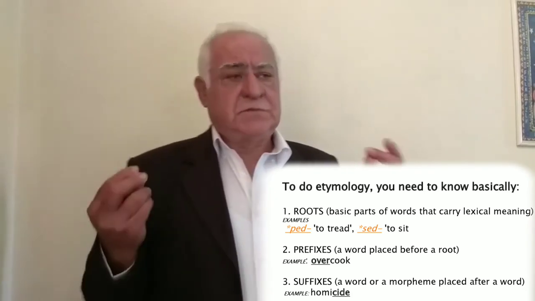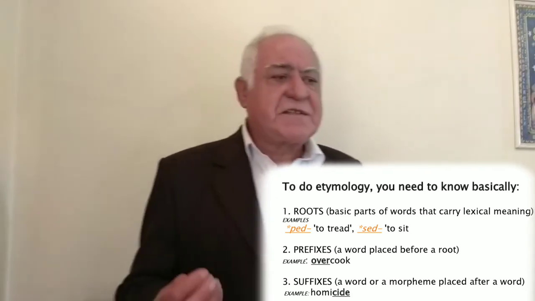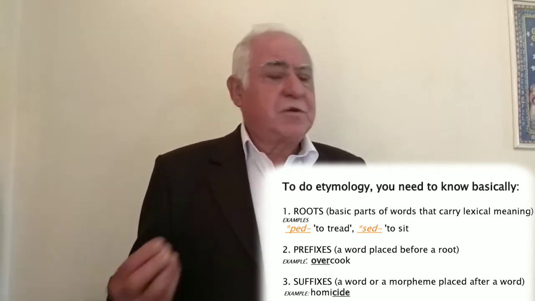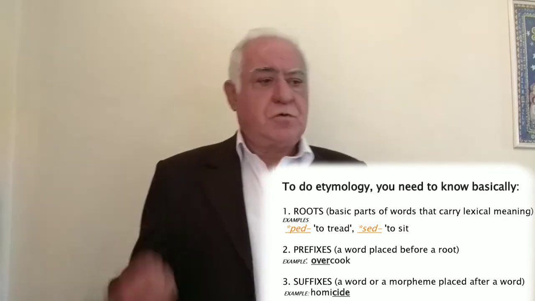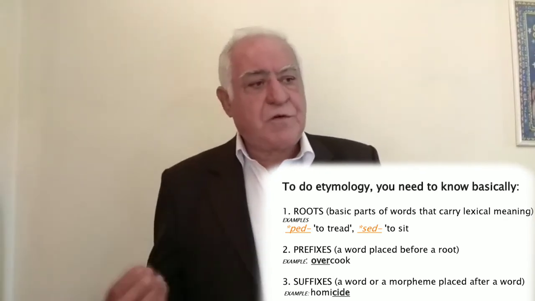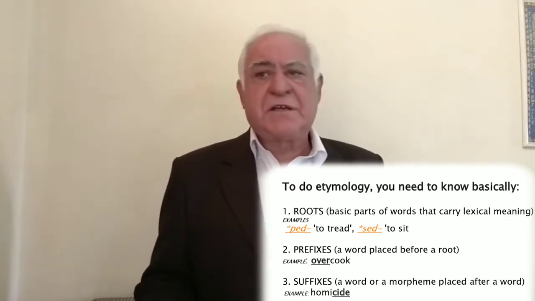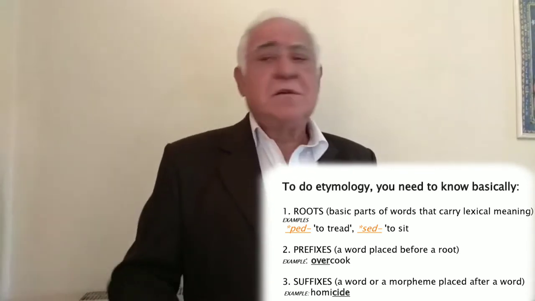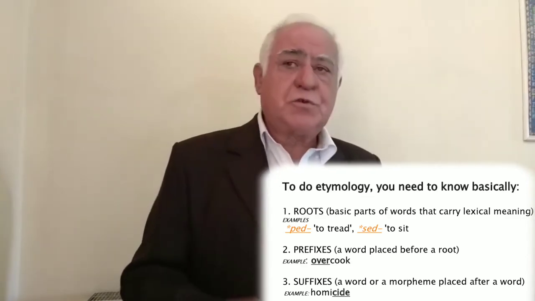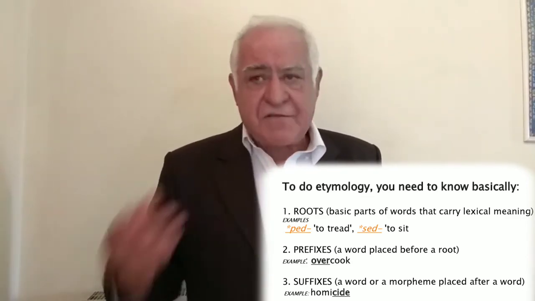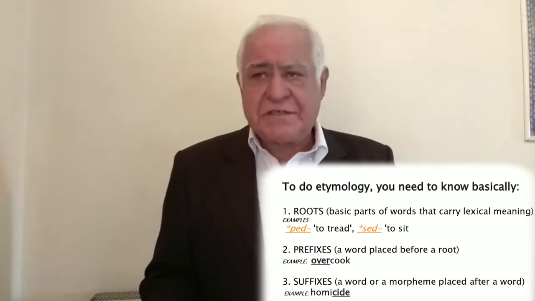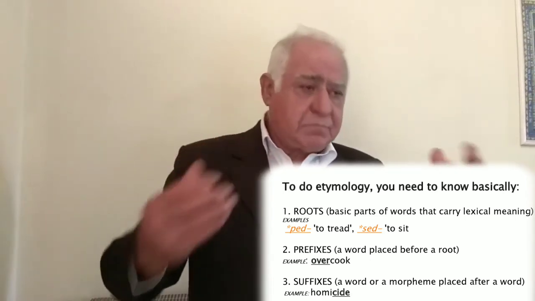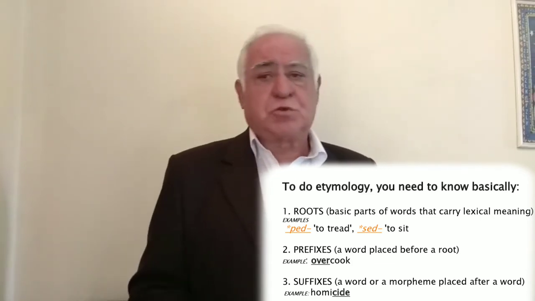Yet you need to know prefixes. A prefix is a word placed before a root. For example, overcook. In this word, overcook, the word over in the beginning is a prefix. And you need to know suffixes. A suffix is the opposite, a word or a morpheme placed after a word. For example, homicide. The word side here means to kill and is put after the root word, which is home.